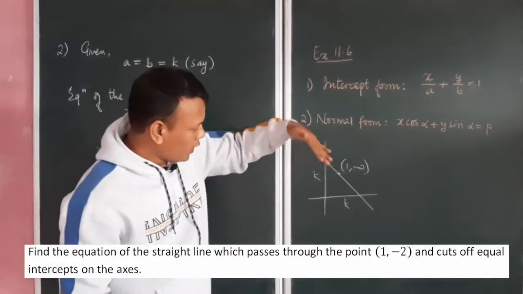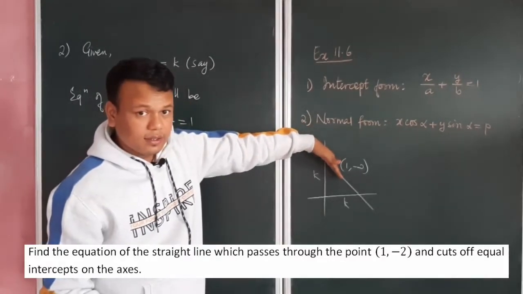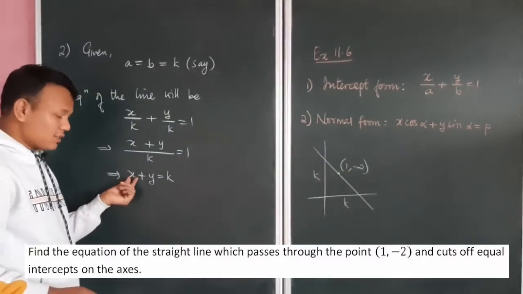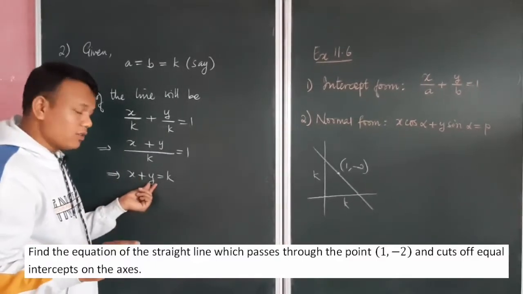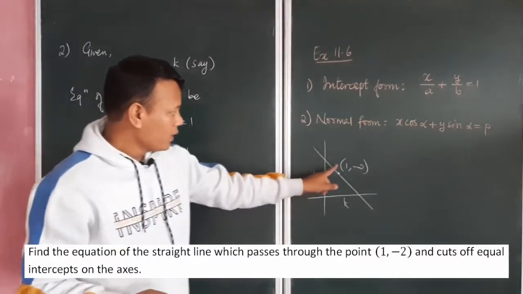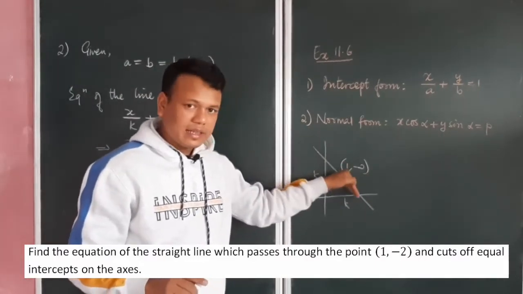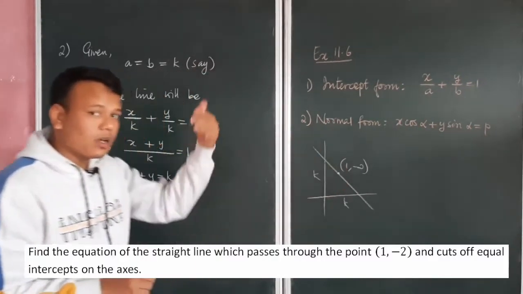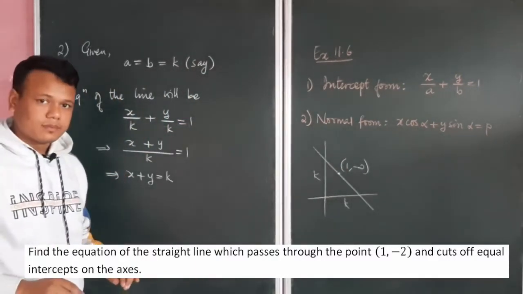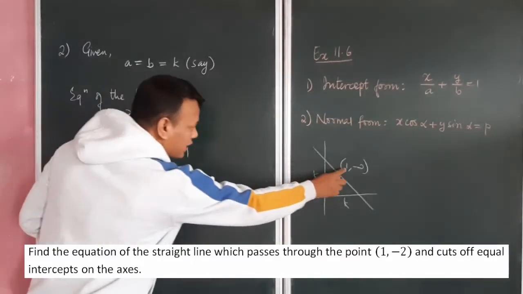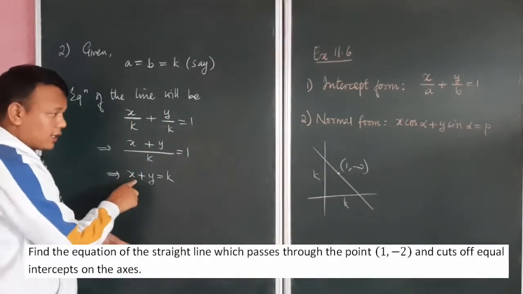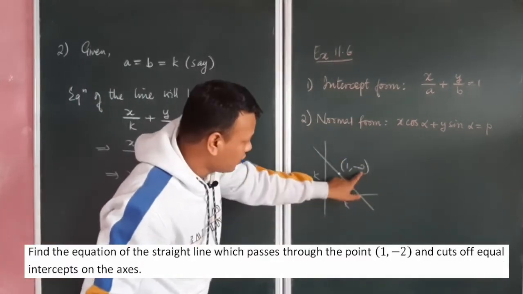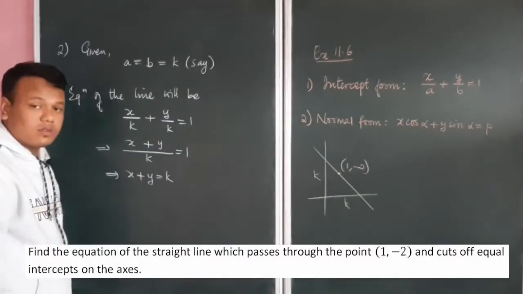Now we want to find the equation of this line. What are x and y? x is the abscissa and y is the ordinate. This point is also lying on this line itself, right? So this 1 can be substituted in place of x, and this minus 2 is the value of y in the very same line, so minus 2 can be substituted in place of y here.